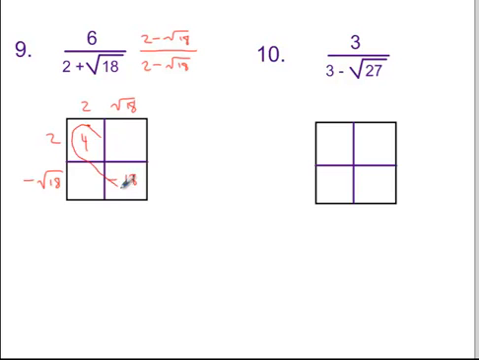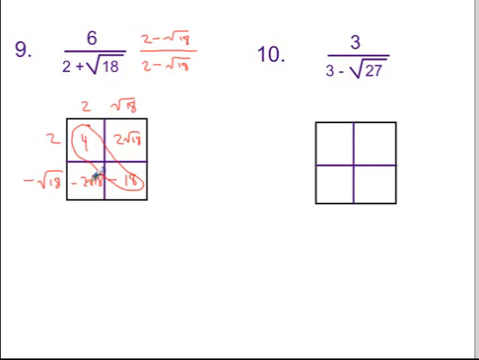Now look at that. I'm going to get like terms in this diagonal. I will here as well, and in fact, they're going to be opposites. They're going to cancel out and just go away, and that's how the denominator gets rationalized. So I've got 2 times the square root of 18, and let's see, 2 times negative square root of 18. A positive times a negative is a negative. Negative 2 square roots of 18.